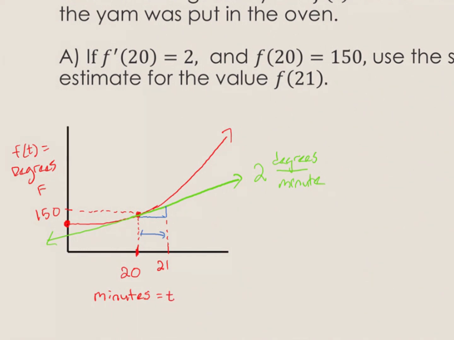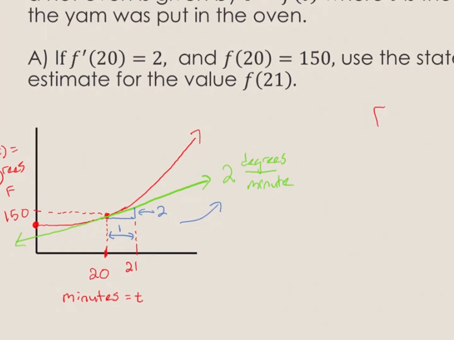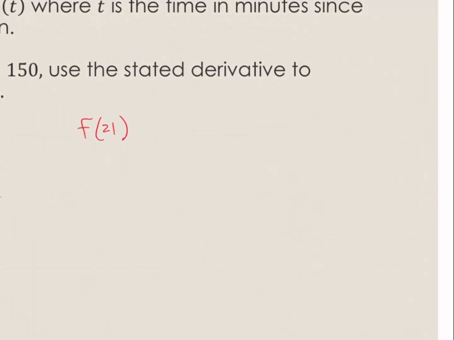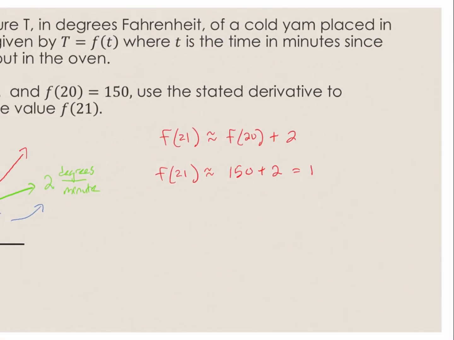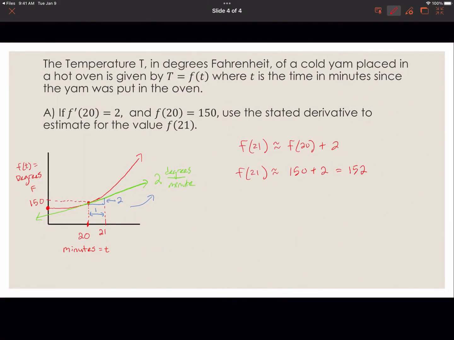which also has units minutes, so we mark 21 minutes on the t-axis. The vertical change is 2. This corresponds to our slope, 2 over 1. We're now in a good position to approximate f of 21. The vertical change is 2, so add 2 to f of 20. That is, we take the value of 150 and add 2. This gives us 152 degrees, the approximate value for f of 21.